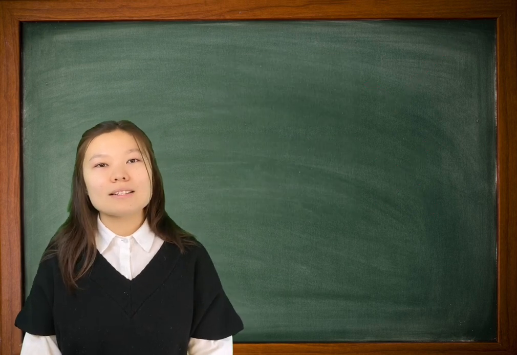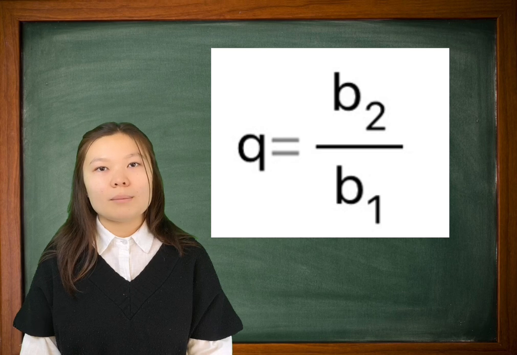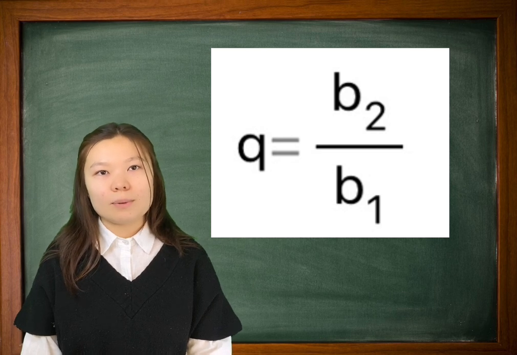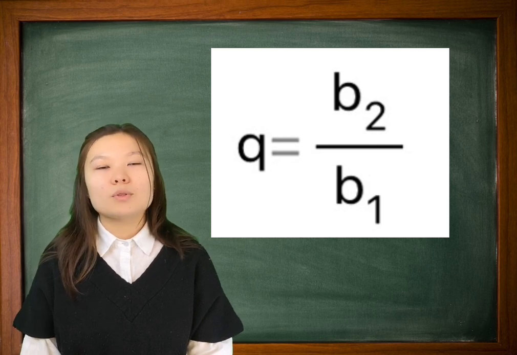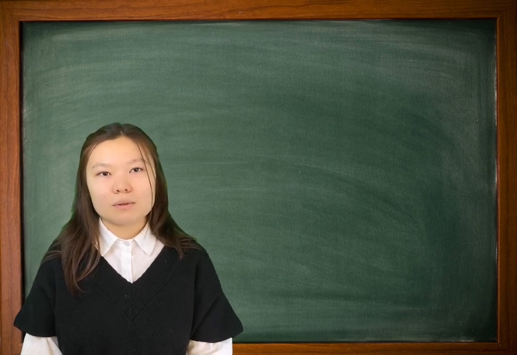To find the common ratio, use the formula Q equals B2 divided by B1, where B2 is the second term in the sequence, and B1 is the first term in the sequence.